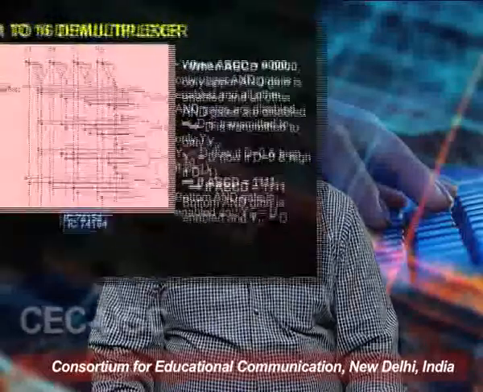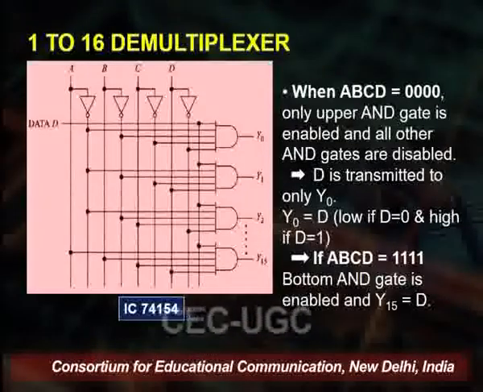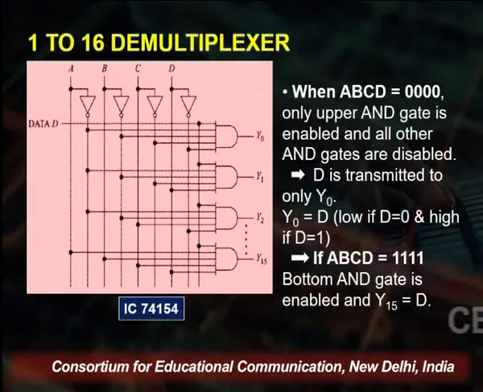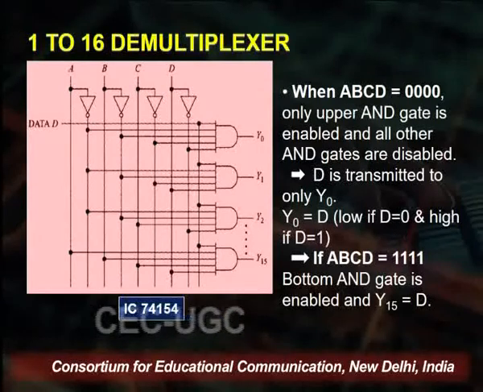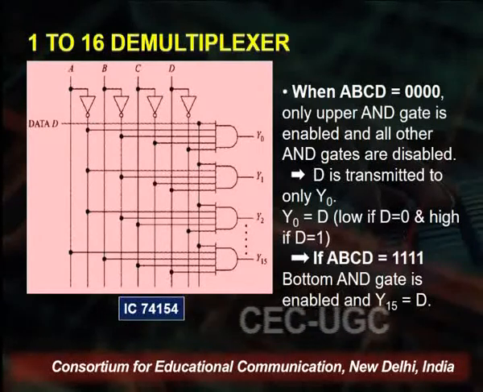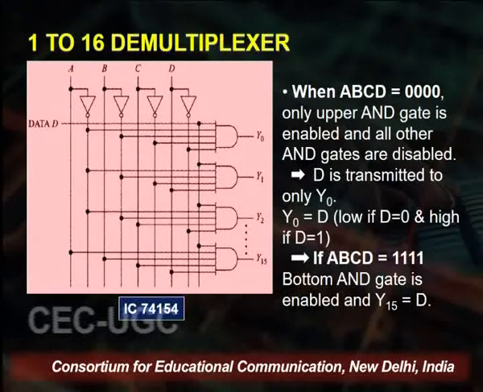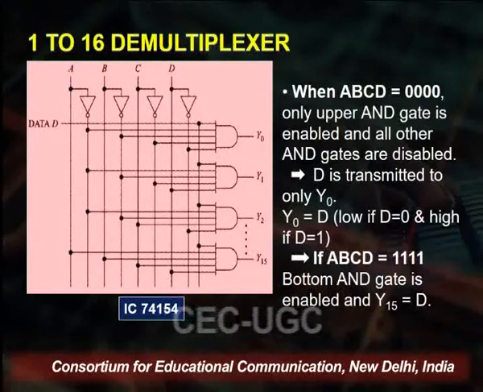A typical demultiplexer looks like this, and of course the syntax, again like for multiplexers, where it was 16 cross 1. That means 16 data inputs, out of which only one is to be chosen. In this case, only one data input and 16 addresses where the data is to be provided. Again, the decision is made by the selection lines.